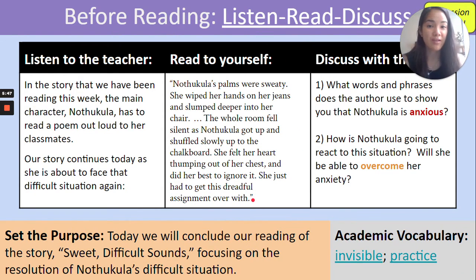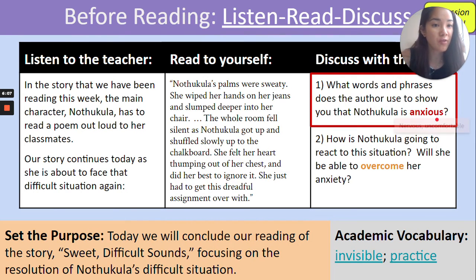So now that we've had a chance to read through this small section of the text, we're going to actually discuss what we just read. So we have 2 discussion questions. Let's go through them one by one. The first discussion question is here. What words and phrases does the author use to show you that Nothokula is anxious?